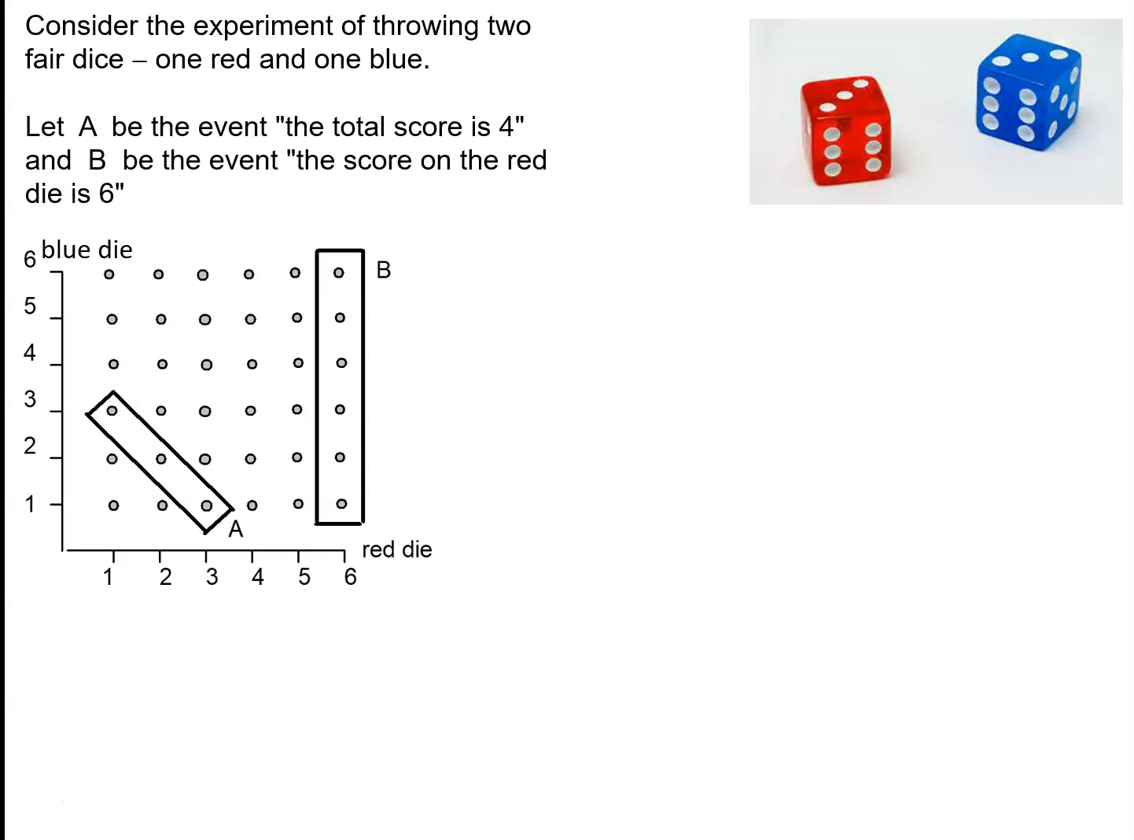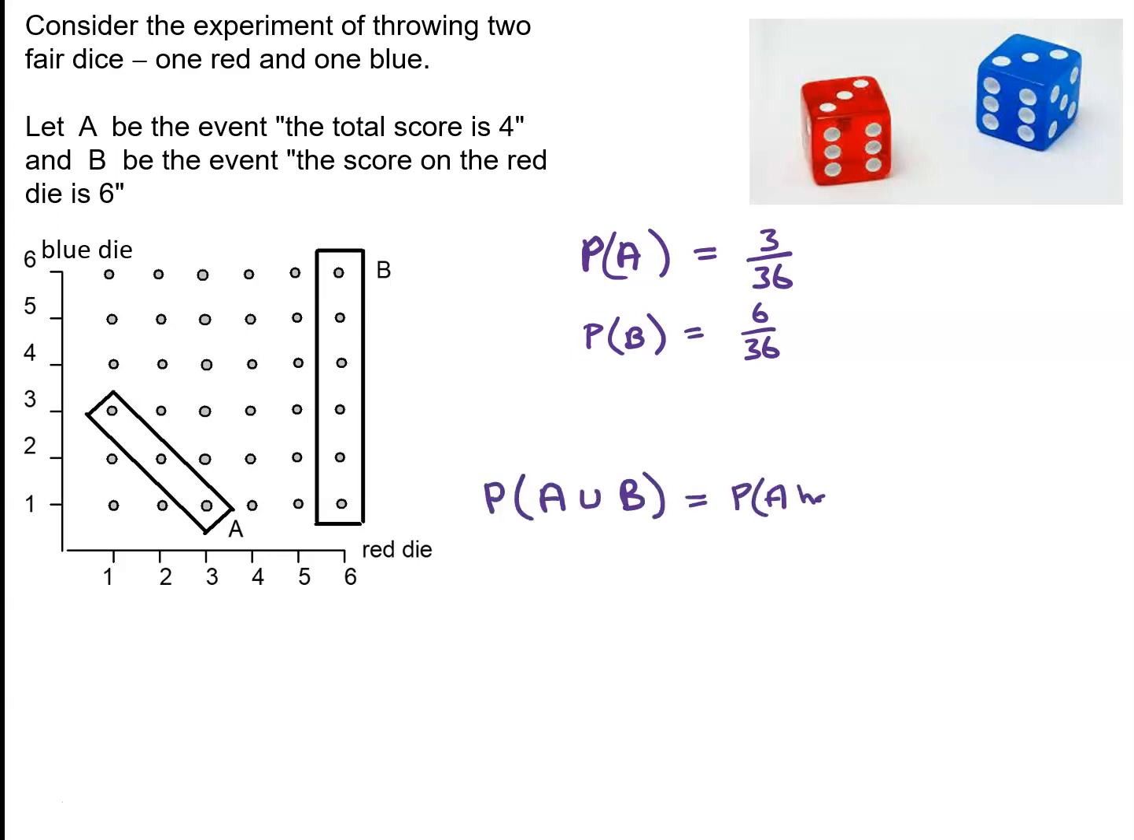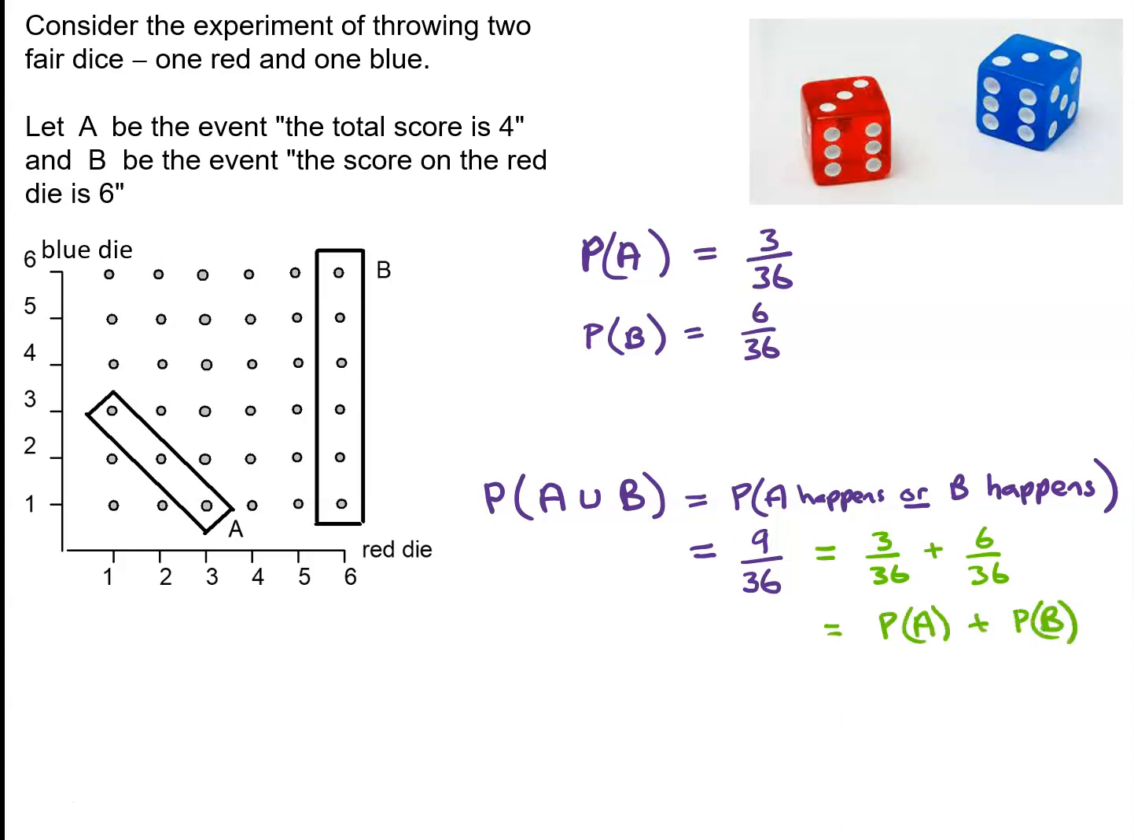We can see that the probability of A, well, we've got 3 ways of obtaining A out of the 36 possible outcomes. So the probability of A is 3/36. The probability of B is 6/36. And the probability of A or B, that's the probability that A happens or B happens, probability of A union B, is 9/36. But 9/36 is exactly the same thing as 3/36 plus 6/36, which is the probability of A plus the probability of B.